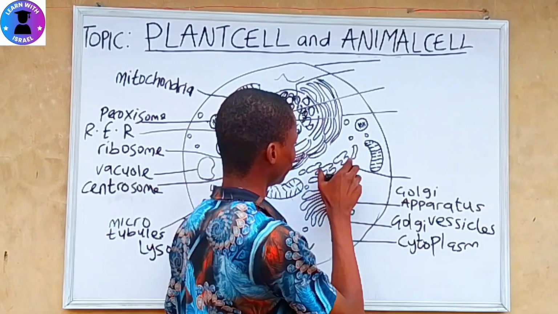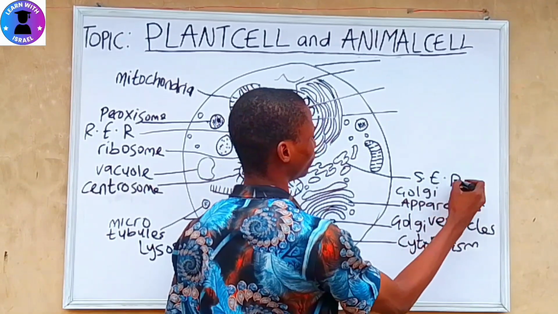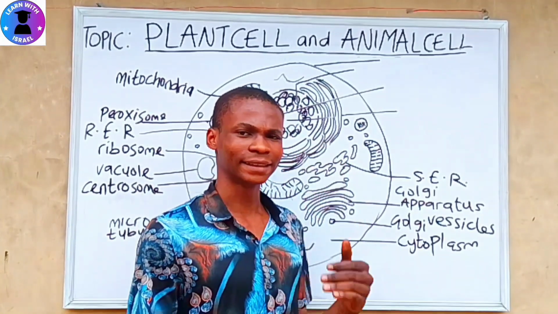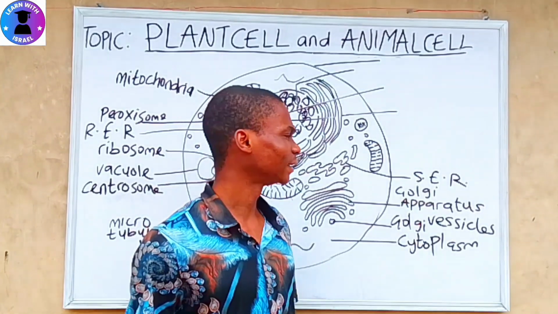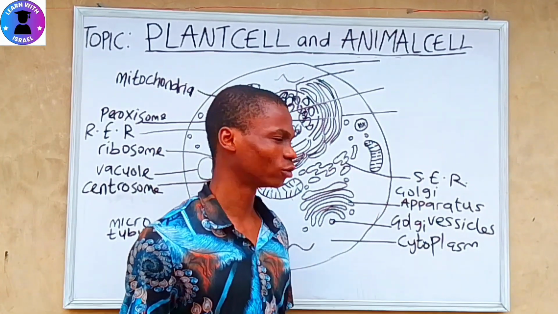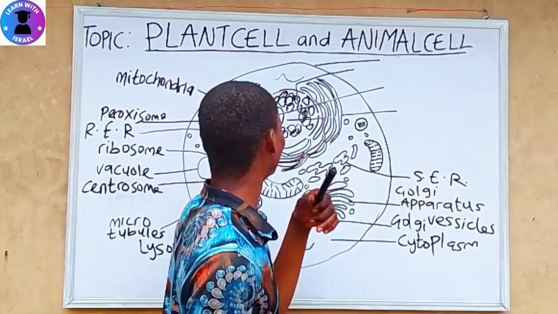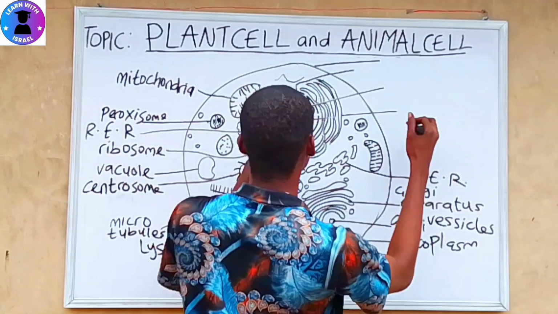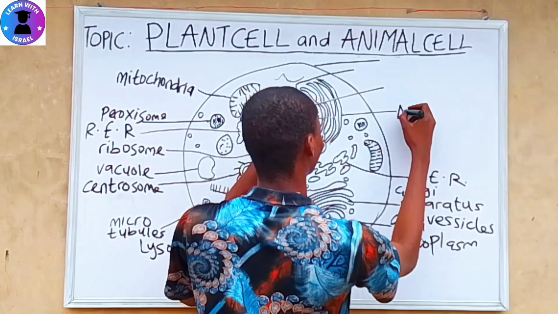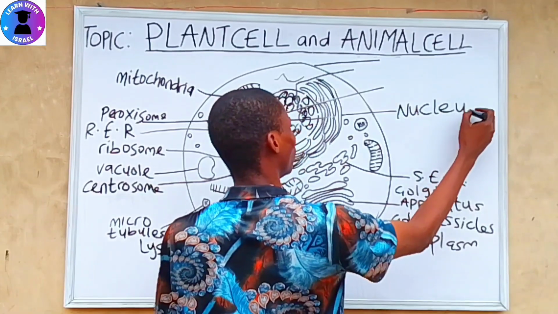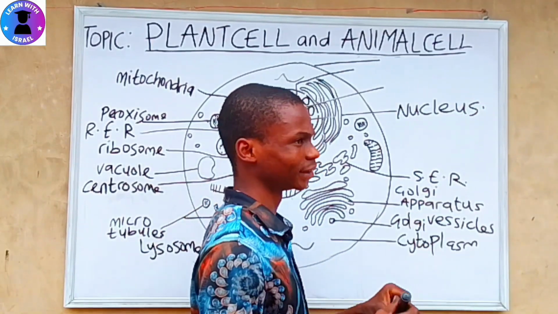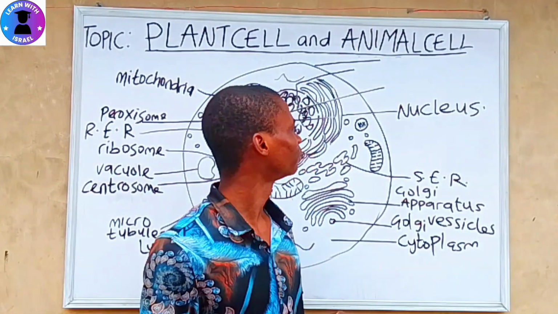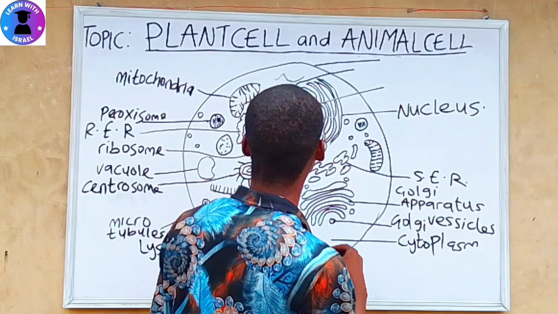And the next one we have the SER. SER is the smooth endoplasmic reticulum. It synthesizes lipid, because it does not have ribosome, unlike the RER, which possesses ribosome. While the next one is the nucleus. We all know what nucleus is, and for those that don't know, nucleus is the control center of the cell, and it controls all the activities in the cell. I have mentioned that many times today.